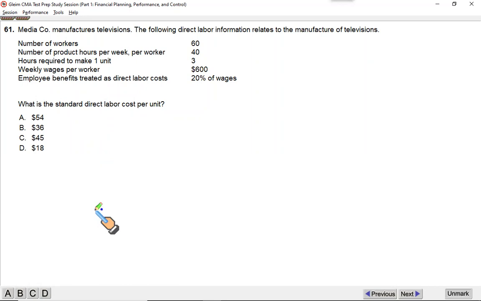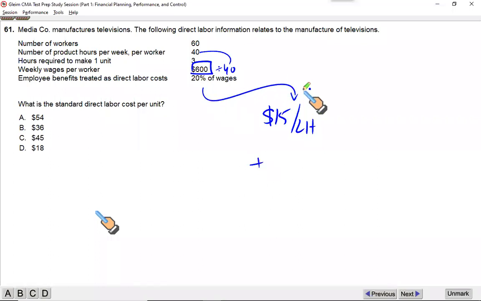Estimated labor cost per unit. So it's fairly straightforward. If you pay $600 to each worker every week, and each worker works 40 hours per week, that will give you the labor rate per hour. $600 divided by 40, that means the rate you pay is $15 per labor hour, right? You must add 20% of this as the employee benefits. 20% of 15 is 3. So that means your total labor cost inclusive of benefits is $18 per labor hour. That is the standard labor hour cost.